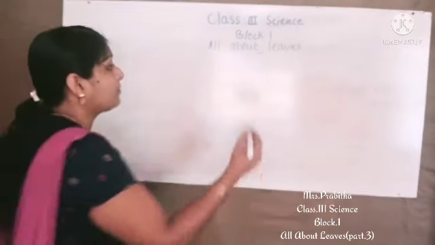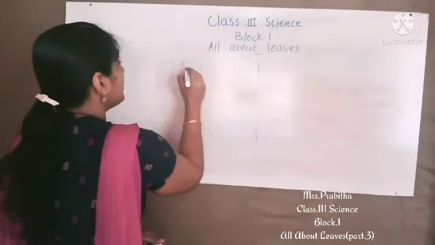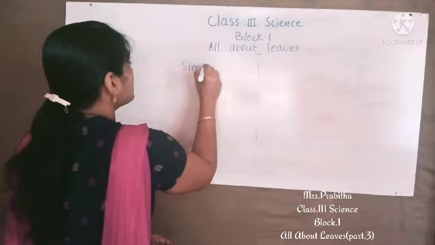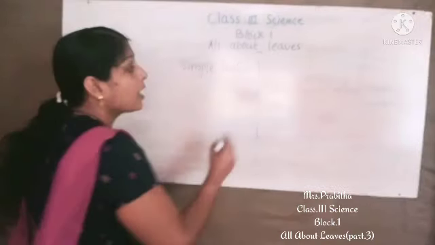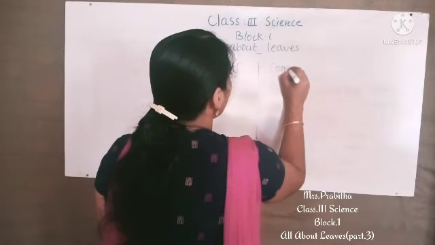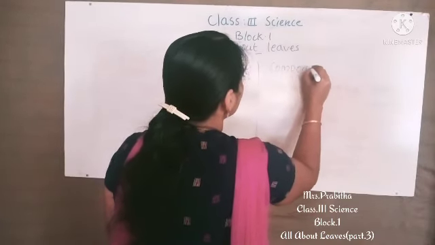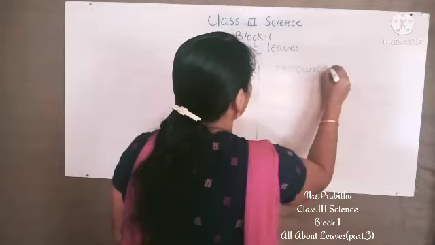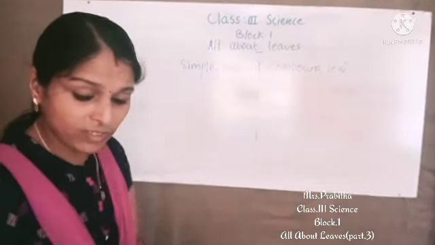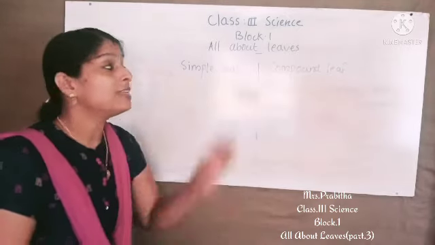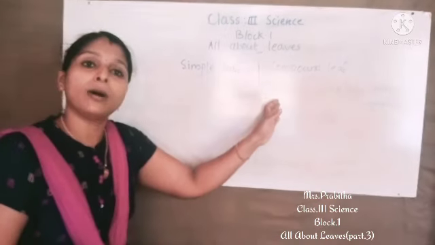Which are the two types of leaves? Yes, the first one is simple leaf, and the second one is compound leaf. So these are the two types of leaf, simple leaf and compound leaf. Leaves are of two types. Which are the two types? Simple leaf and compound leaf.